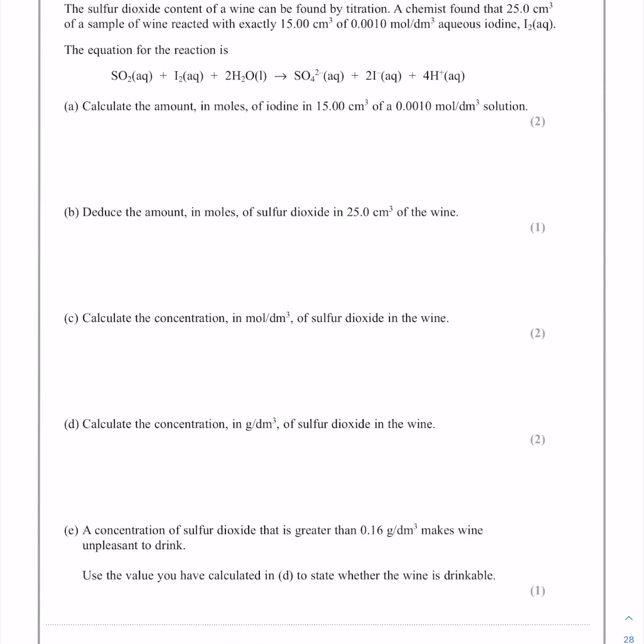Question 20. Sulfur dioxide is used as a preservative in wine. Sulfur dioxide content of wine can be found by titration. A chemist found that 25.0 cubic centimeter of sample of wine reacted with exactly 15 cubic centimeter of 0.010 mole per cubic decimeter aqueous iodine. The equation for the reaction is given: sulfur dioxide plus iodine plus 2 mole of water gives sulfate plus 2 iodide plus 4 hydrogen. Question A. Calculate the amount in moles of iodine in 15 cubic centimeter of 0.010 mole per cubic decimeter solution.